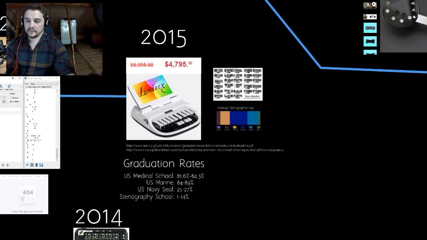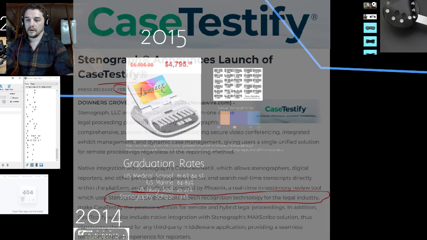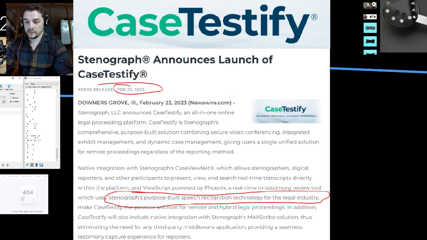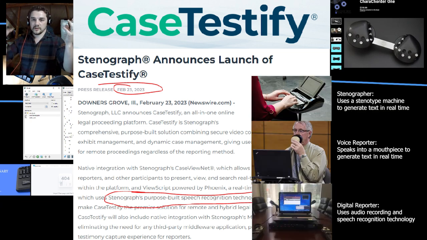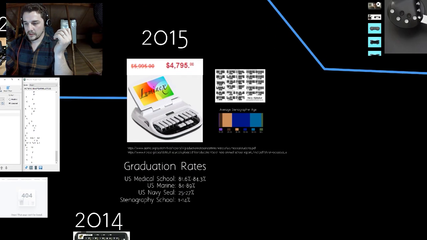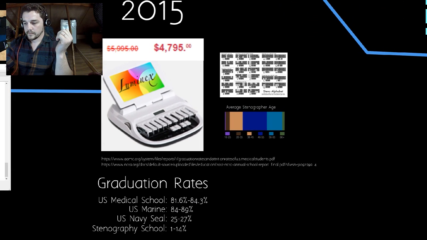So the stenograph company is making a very radical shift, much to the chagrin of their current customer base, to voice technology. And I don't want to get too much into the drama of voice reporters versus stenotype reporters versus digital reporters. There's all this crazy disruption going on in this industry right now that I'm not going to get into.